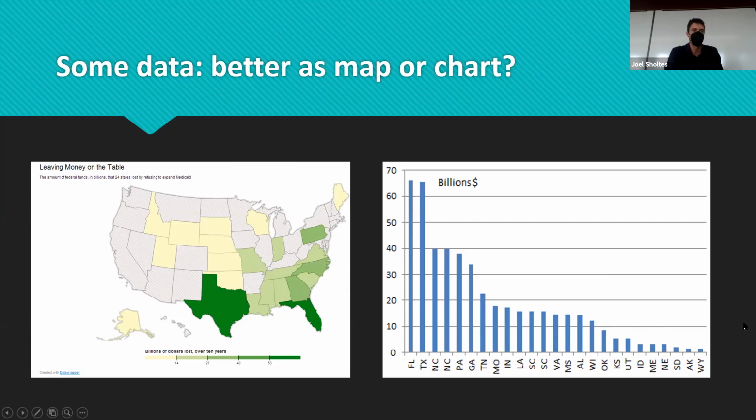So we see this as a table. And this is interesting. Certainly you can pick out which states are losing a lot of money and which states aren't losing a lot of money. Maybe this would be a little more helpful if it were normalized by population or something like that, so you can compare. Certainly Wyoming, we know, 500,000.